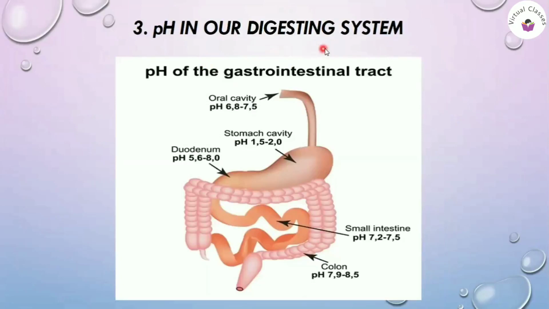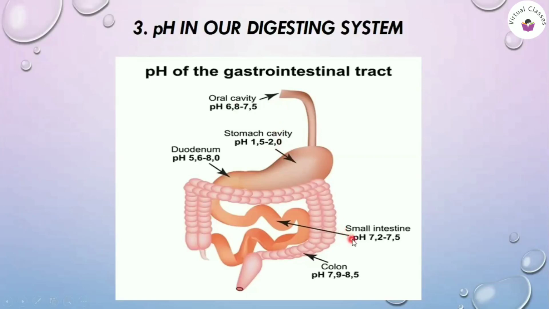Third is pH in our digestive system. You can see in the shown figure various pH ranges are there in our digestive system itself. As you can see, pH of the oral cavity or our mouth is between 6.8 to 7.5, while that of stomach is between 1.5 to 2, which is more acidic as compared to our oral cavity.